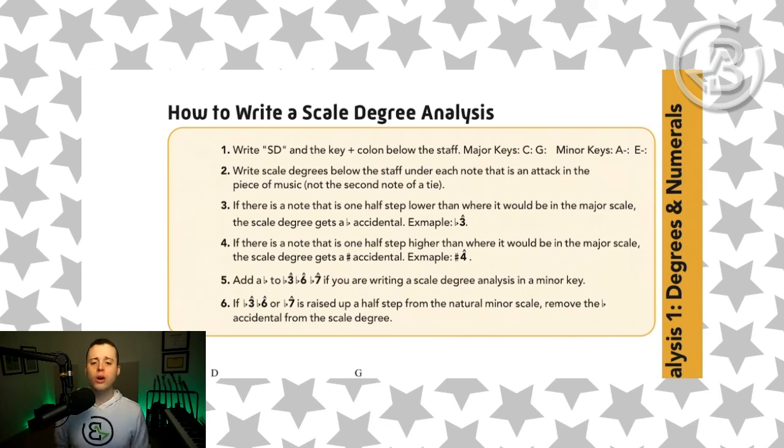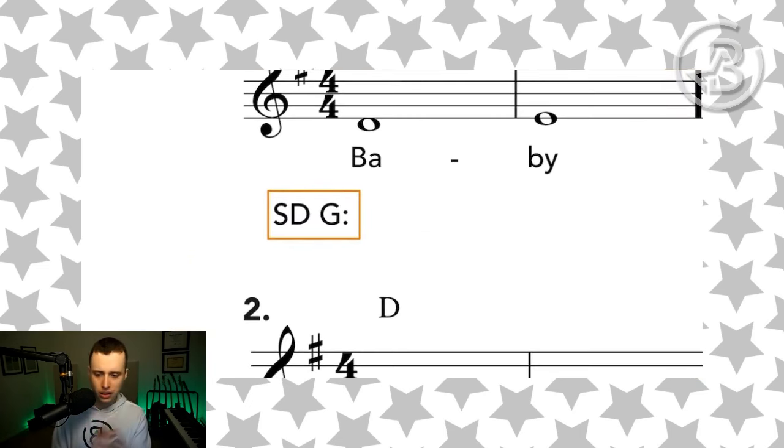In this lesson, you are going to understand how to perform a scale degree analysis of a piece of music. A scale degree analysis is where you look at the melody and understand which scale degrees are being used from the scale related to the key that the piece is in. So you're going to write SD for scale degree, and then, just like from the last lesson, you're going to show what key the piece of music is in, either C major, G major, A minor, or E minor. That's going to look like this, SD, G major.